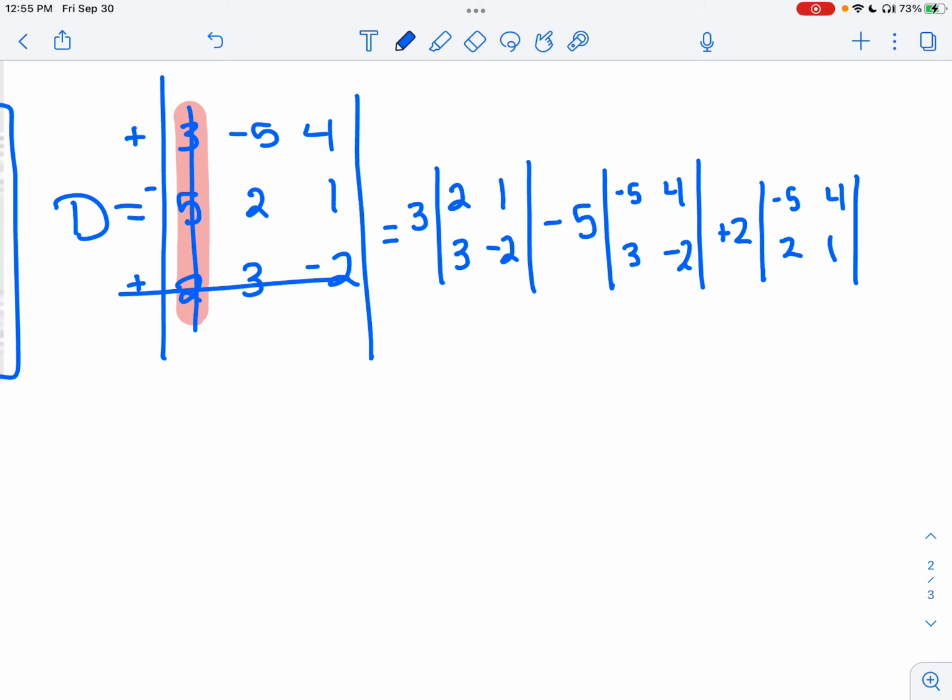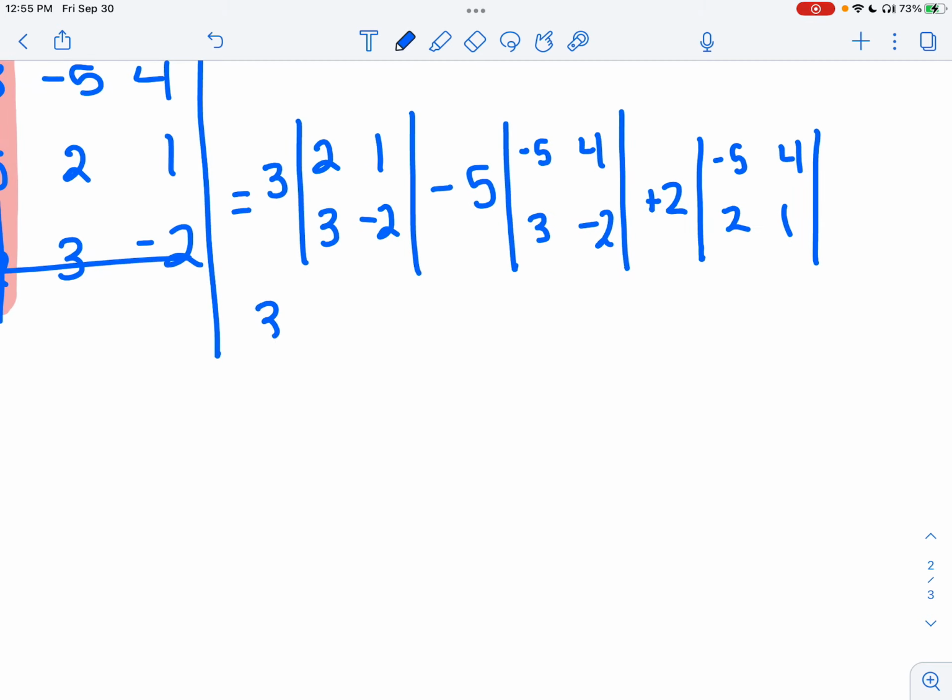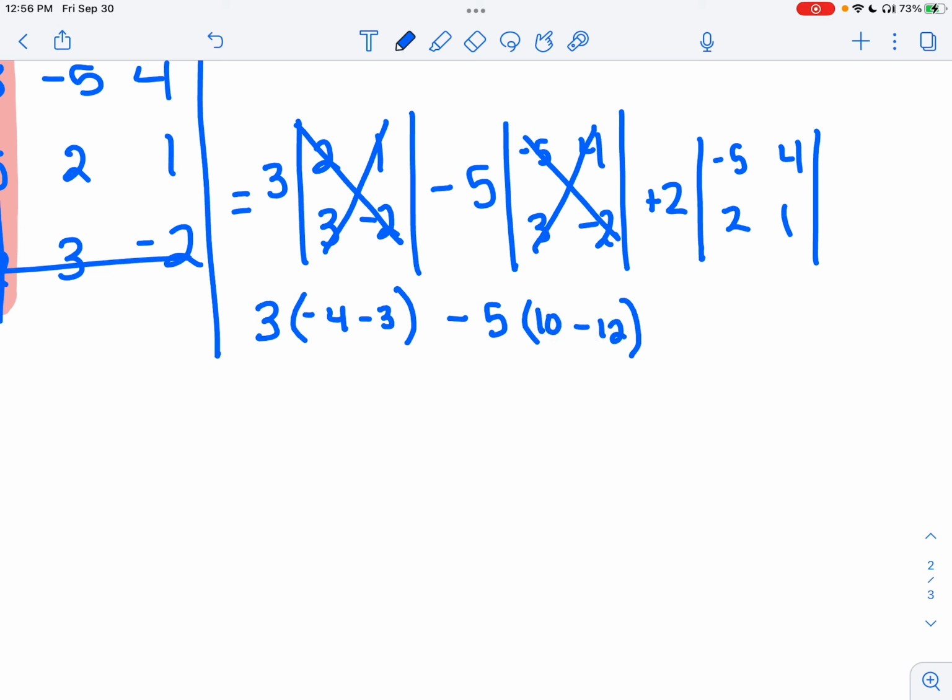All right. Now I'm going to very, very carefully solve these. So this is going to be 3 times the quantity -4, take away 3. -5 times the quantity +10, take away 12. Then +2 times the quantity -5, take away 8.